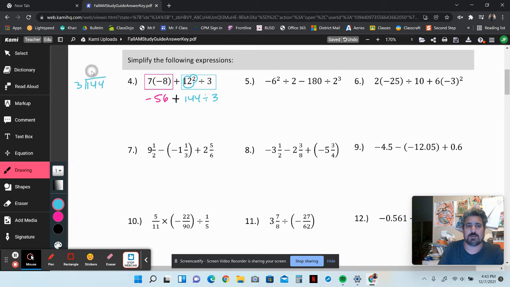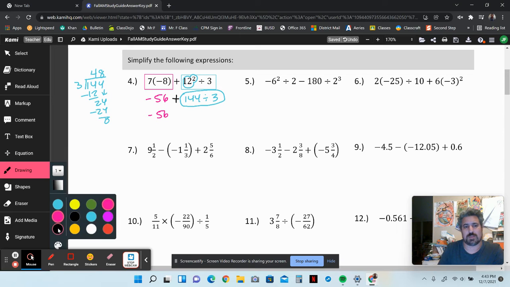3 goes into 14 4 times, which is 12. There's 2 left over. 3 goes into 24 8 times. So that's going to go perfectly, nothing left over. So that means that 144 divided by 3 has the value of 48. So this is going to now be negative 56 and then plus the value of 48.